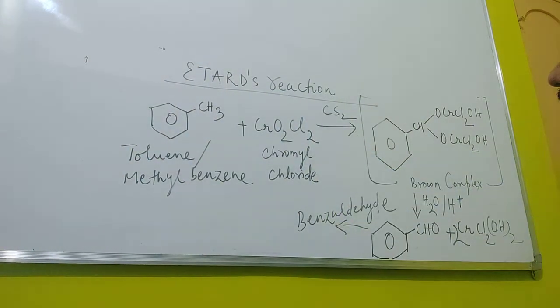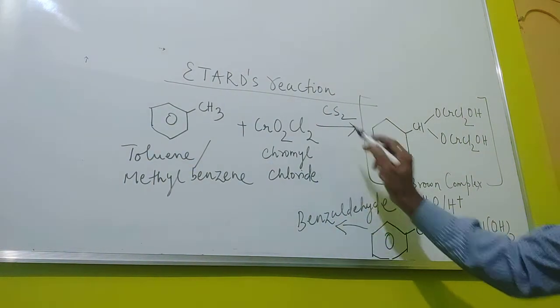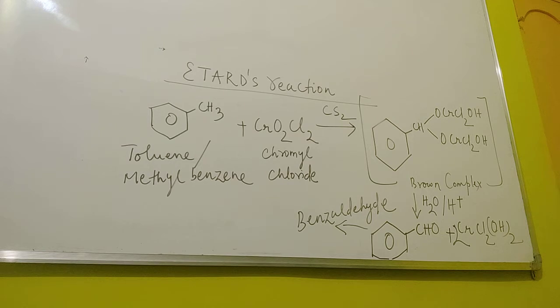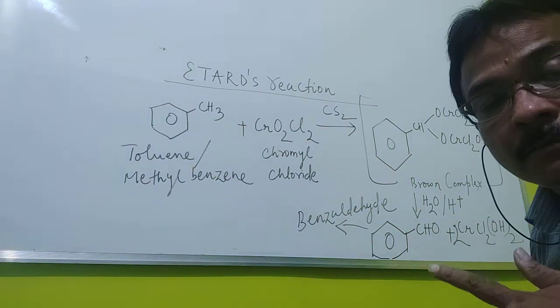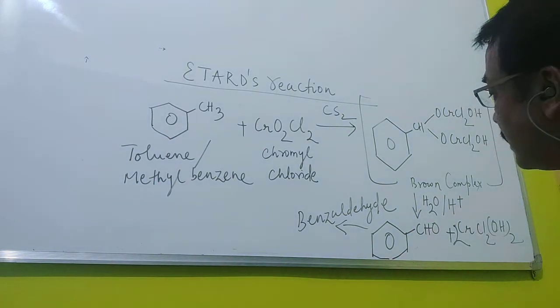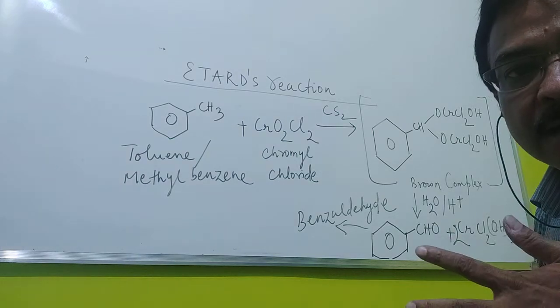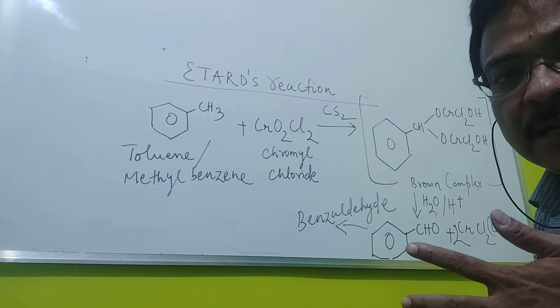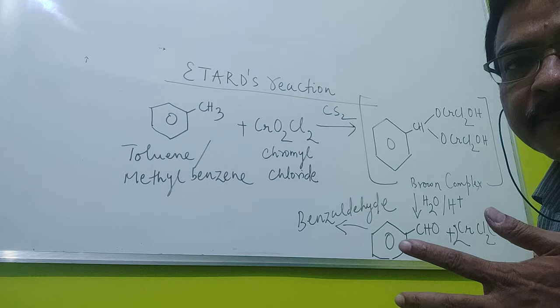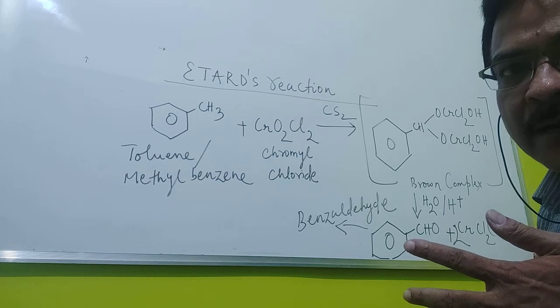So in Etard reaction, toluene is mixed with chromyl chloride in the presence of carbon disulfide, you will get the brown complex of chromium, then it is further hydrolyzed in the presence of acid, so that you will get benzaldehyde. So this is a very important reaction.